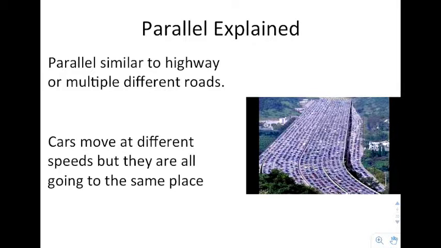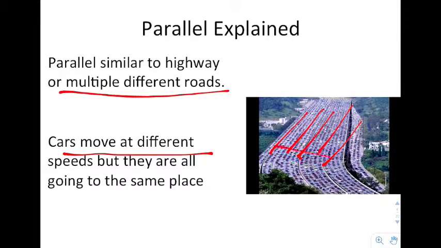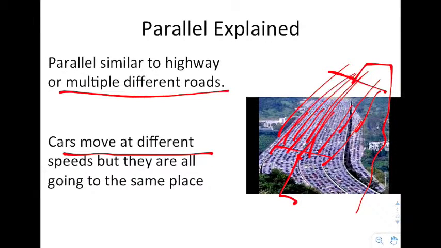Now, a parallel circuit actually increases the amount of charge that can flow through a circuit because it's like adding multiple different roads. Cars move at different speeds, but they're all going the same place. So because I have multiple different ways to get from where I started to where I want to go, there's overall a faster way for the traffic to go. So since traffic can go faster, you have a brighter bulb. In addition to that, if there's a break in one particular or an accident here, you can just go around the other way and the bulbs will still work.